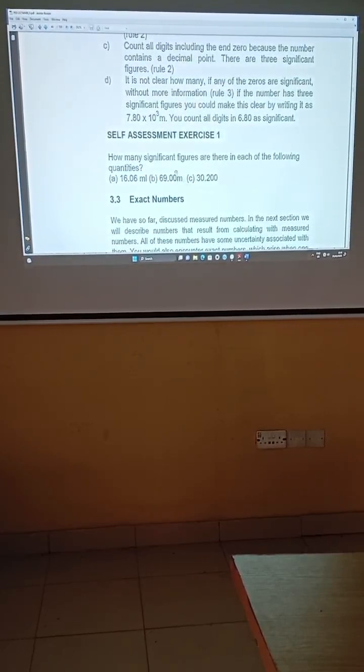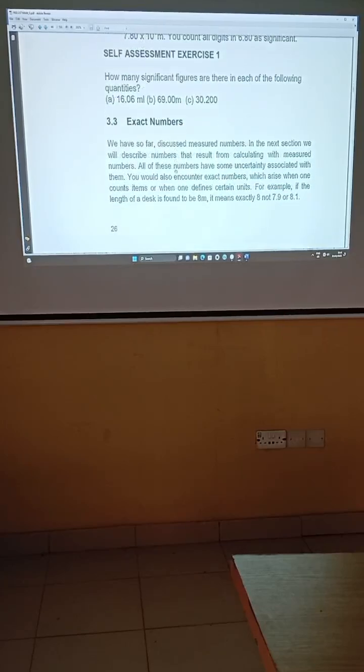So you can attempt this self-assessment on your own. How many significant figures are there in each of the following quantities? Take a look at this.